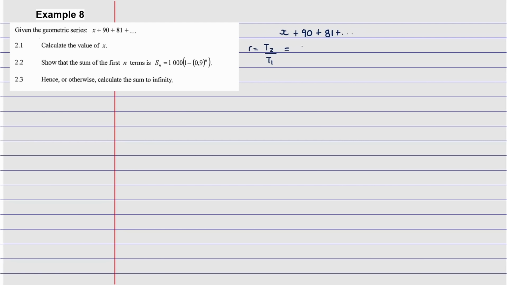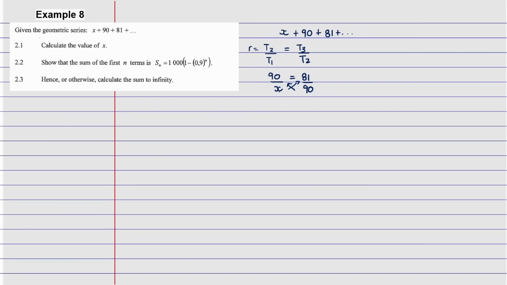It's going to be exactly equal to T3 divided by T2, right? So if I equate these two together, I'll be able to solve for x, because x is T1. Let's substitute. We know that T2 is 90, so it's going to be 90 divided by x, equals T3, which is 81 divided by 90. Now we're going to cross multiply because we want to solve for x.